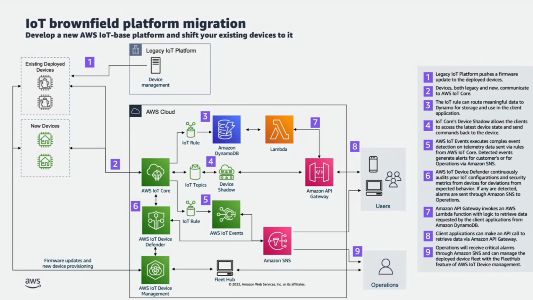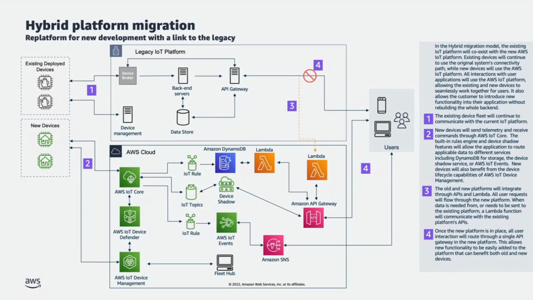And finally, you have the client applications that can make an API call to retrieve certain types of data from the API Gateway. And number nine, where you have operations that can send notifications out through SNS, and you can also manage the device fleet with Fleet Hub, which is a feature of AWS IoT Device Management. So really using all the IoT services to control the existing deployed devices, as well as letting a customer migrate and add new devices in a brownfield platform migration.